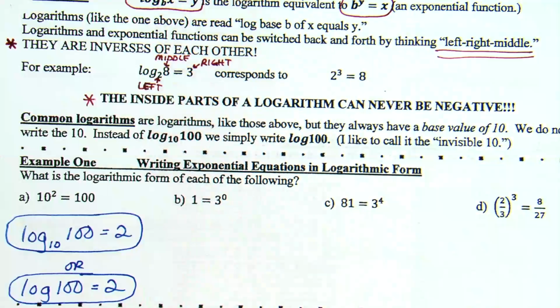Okay? So, if you think left, right, middle, does it go back? So it's base 10 here, so 10 is my left. So left raised to the right equals middle. 10 to the second equals 100. You can redo it there. Everyone have a way they see that? Everyone with me?